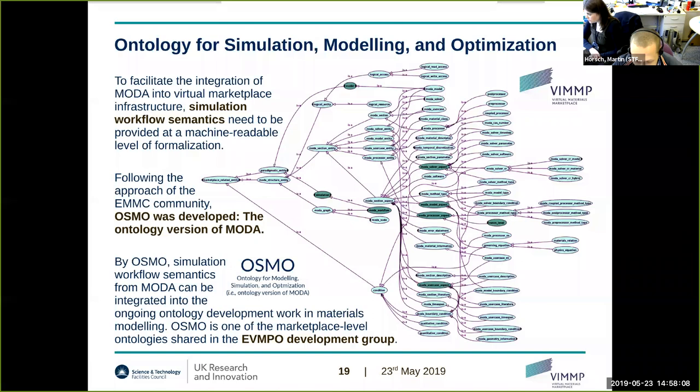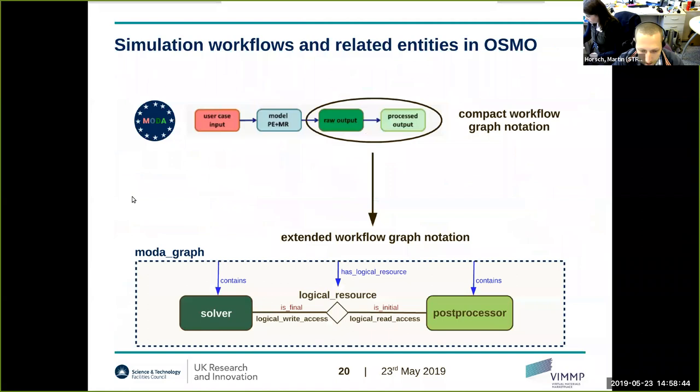And because this is a semantic asset, by implication, this is not only compatible with MODA. It is most directly compatible with MODA, but of course, any workflows in materials modeling can be described semantically in these terms, whether they have been defined by MODA or by any other approach that exists. So in this way, we increase interoperability between approaches that employ workflow technology. So here we have, on top, the workflow notation from MODA.